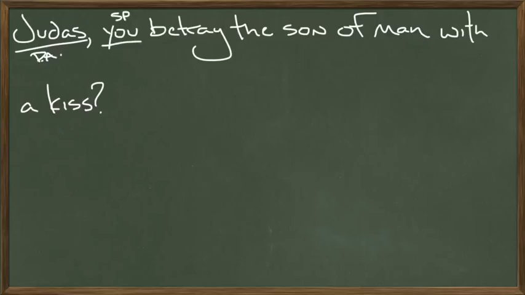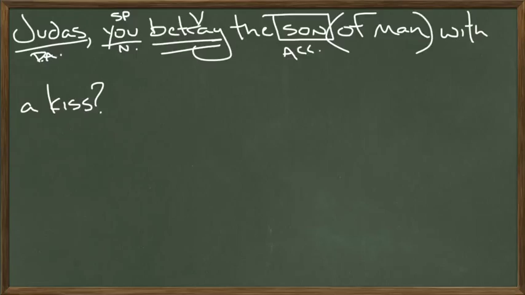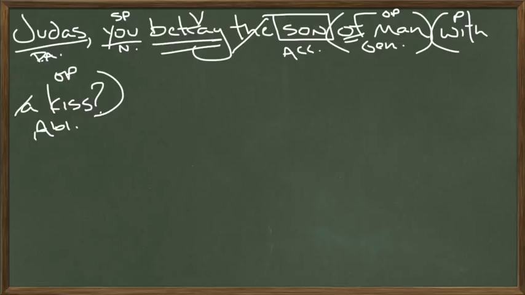You, subject pronoun. Nominative case. What are you doing? You're betraying. Verb. You're betraying what or whom? You're betraying the Son. He receives the action. Accusative case, direct object. Of, preposition. Of whom? Man, object of the preposition. Because of the word of here, we know that's in the genitive case. You're betraying the Son of Man with, preposition. With what? Kiss, object of the preposition. What is he using to betray the Son of Man? He's using a kiss, so it goes in the ablative case. Then the article adjectives, of course, can go away. There's not too many of them, just two.